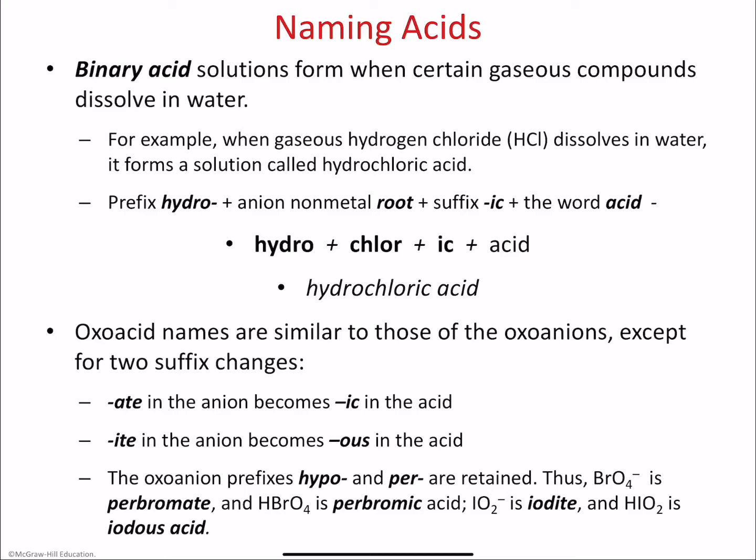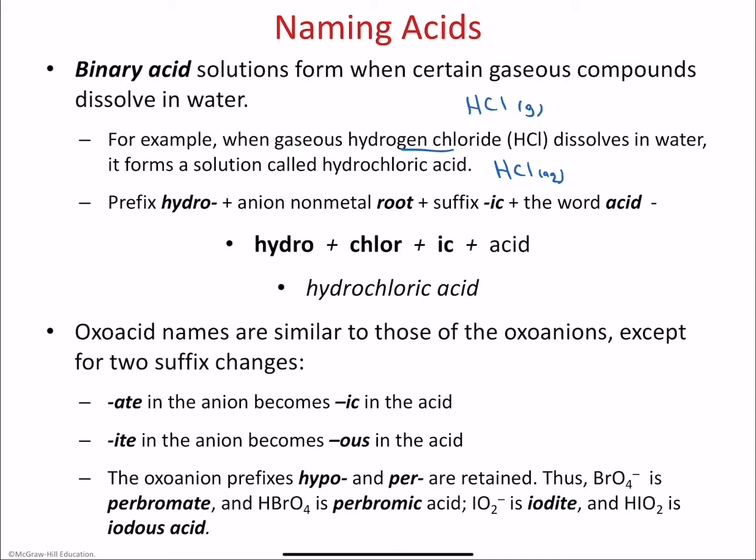So for naming acids, it says that binary acid solutions form when gaseous compounds dissolve in water. An example would be when gaseous hydrogen chloride dissolves in water, it forms a solution called hydrochloric acid. So HCl, when it's in the gaseous state, and we denote that by putting a (g) in brackets, is hydrogen chloride. If I want to make hydrochloric acid, I take that gas and it's literally bubbled through water, and you end up with HCl that is aqueous. So aqueous just means it's a solution in water, and that would be hydrochloric acid.